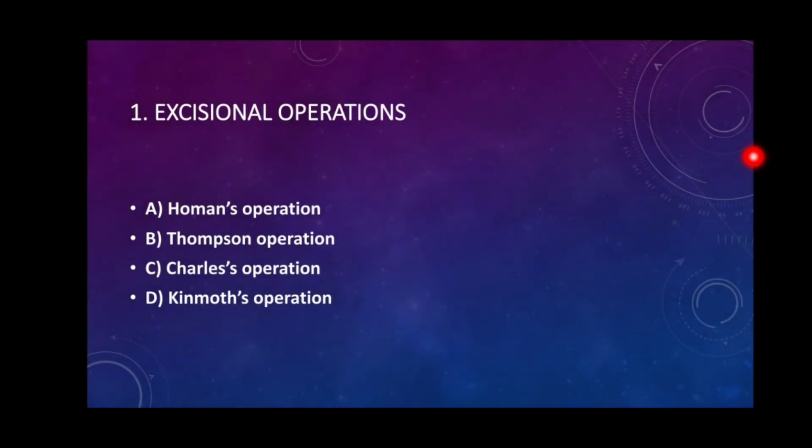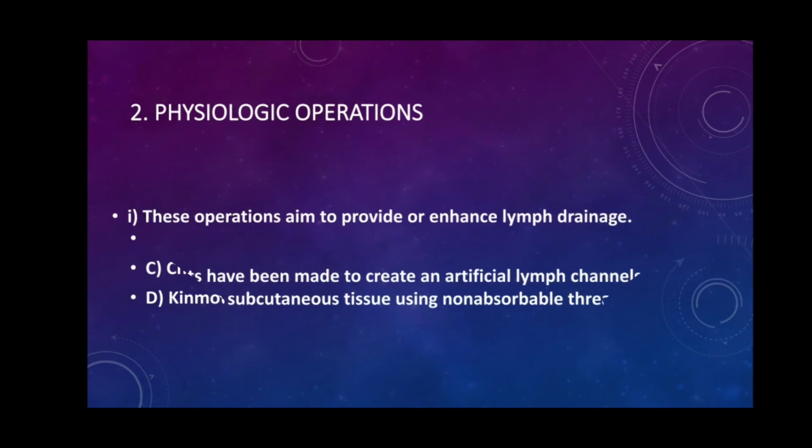1. Excisional operations. They include A. Homan's operation, B. Thompson operation, C. Charles operation, D. Kinmonth's operation. 2. Physiologic operations. In that, first one, these operations aim to provide or enhance lymph drainage. Attempts have been made to create artificial lymph channels through the subcutaneous tissue using non-absorbable thread.